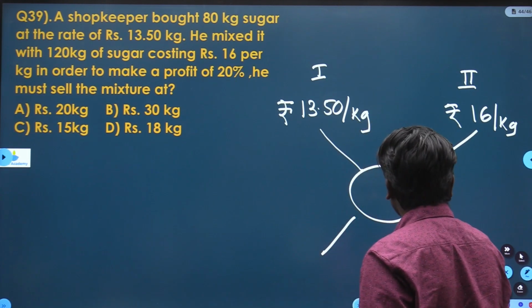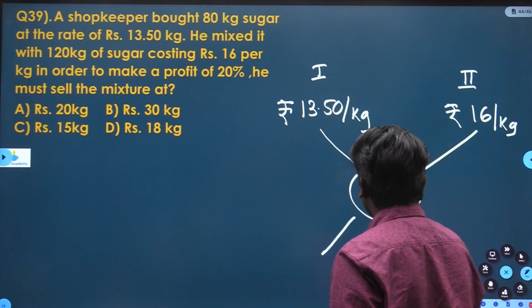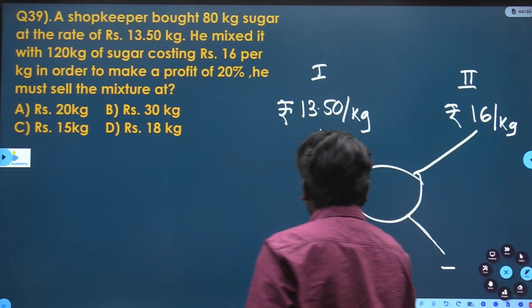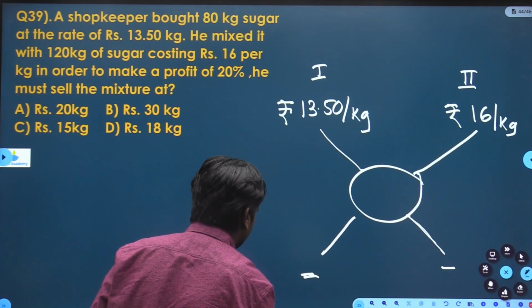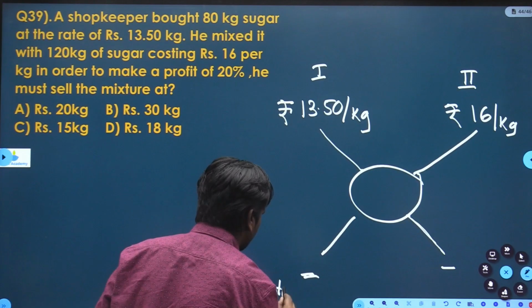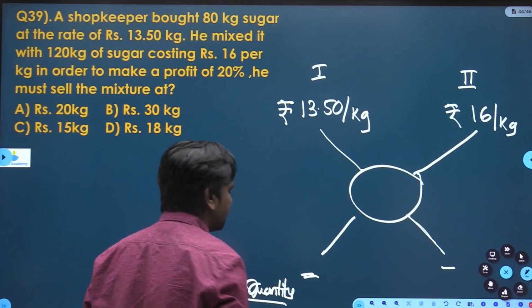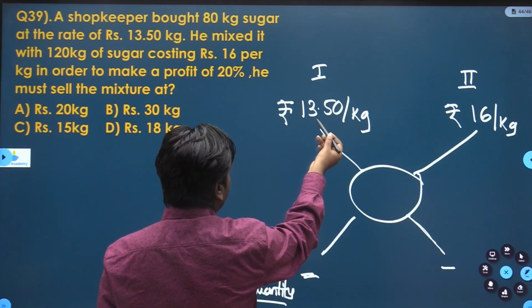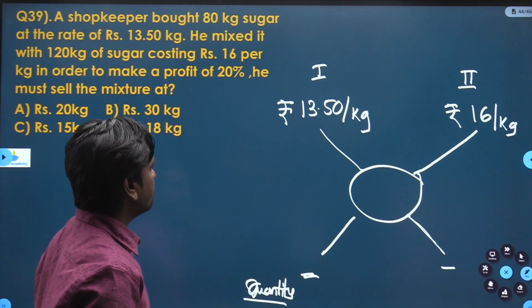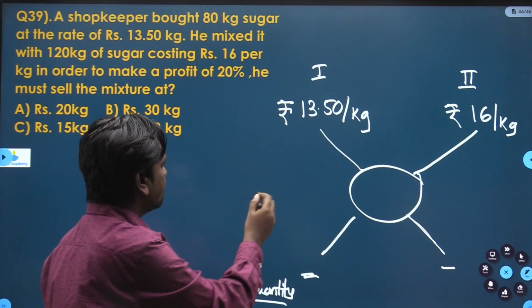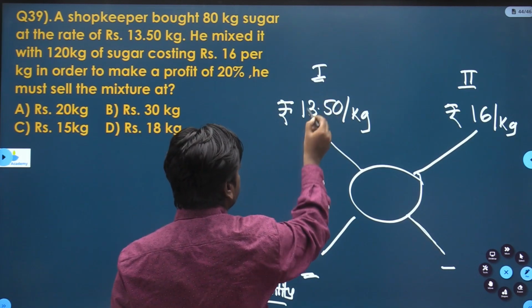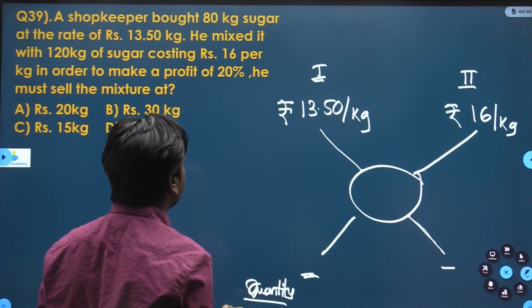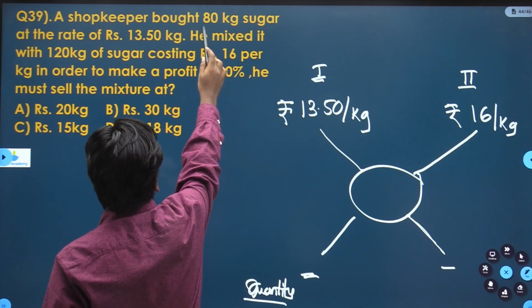Here we just write the quantity. In this method you just write the quantity. So we mixed this quantity 1 of sugar which has the price of 13.50 rupees per kg. How much quantity have we mixed? 80 kg.